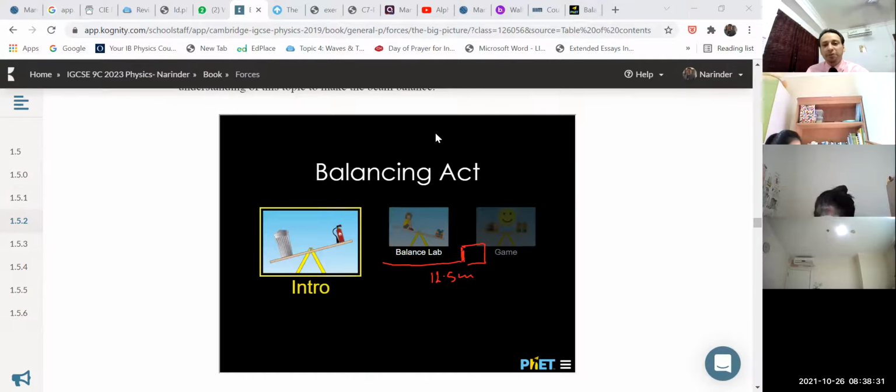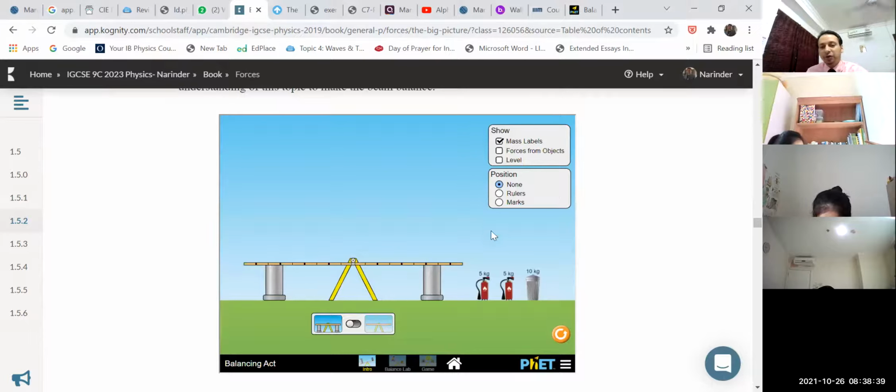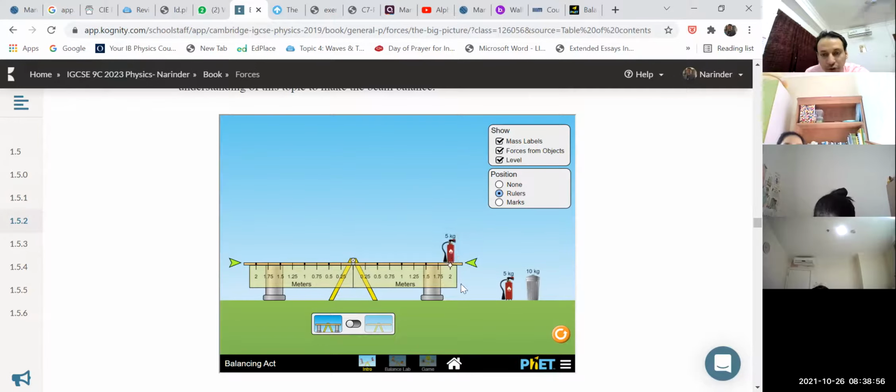Now, children, let's look at a simulation of whatever we have spoken, and 3.5 minutes are there. I want to give you a simulation to understand the concept of moment. Let me take forces, and rulers I want to take here. Now suppose, children, I take a 5 kilogram box and place it at a 2 meter distance from the pivot, and another 5 kilogram object at a 2 meter distance from the pivot. Now what will happen? See what will happen, children.